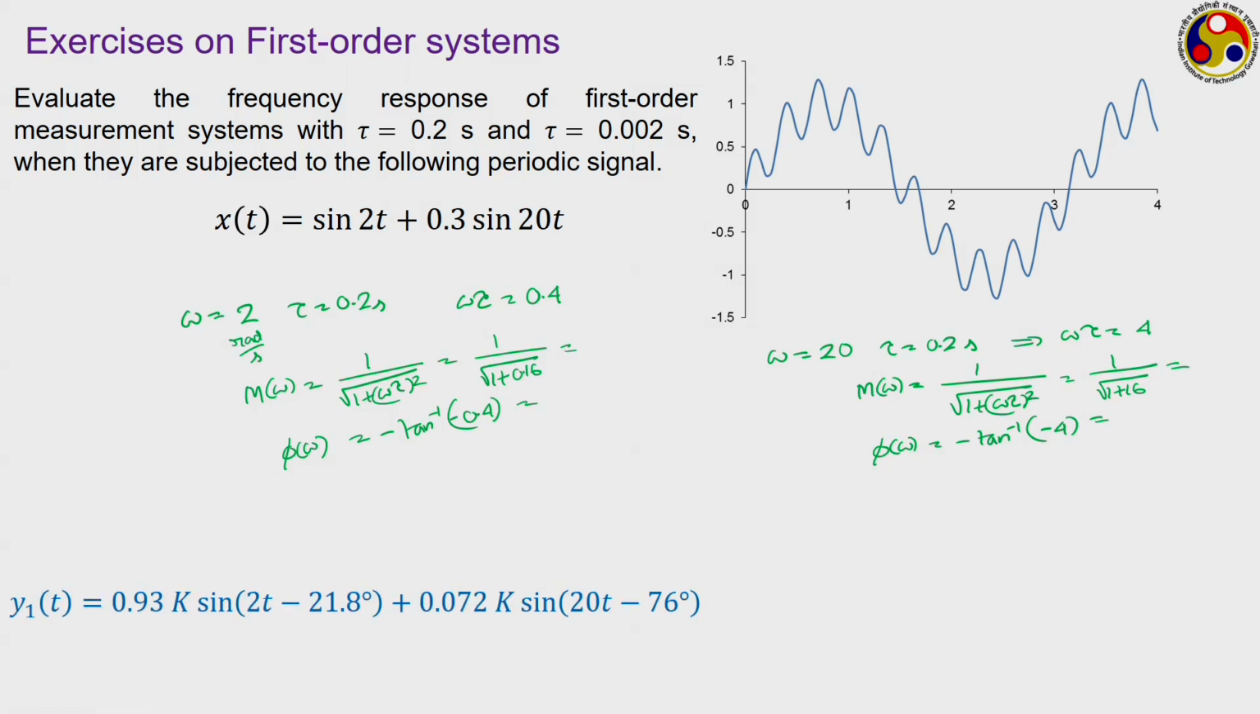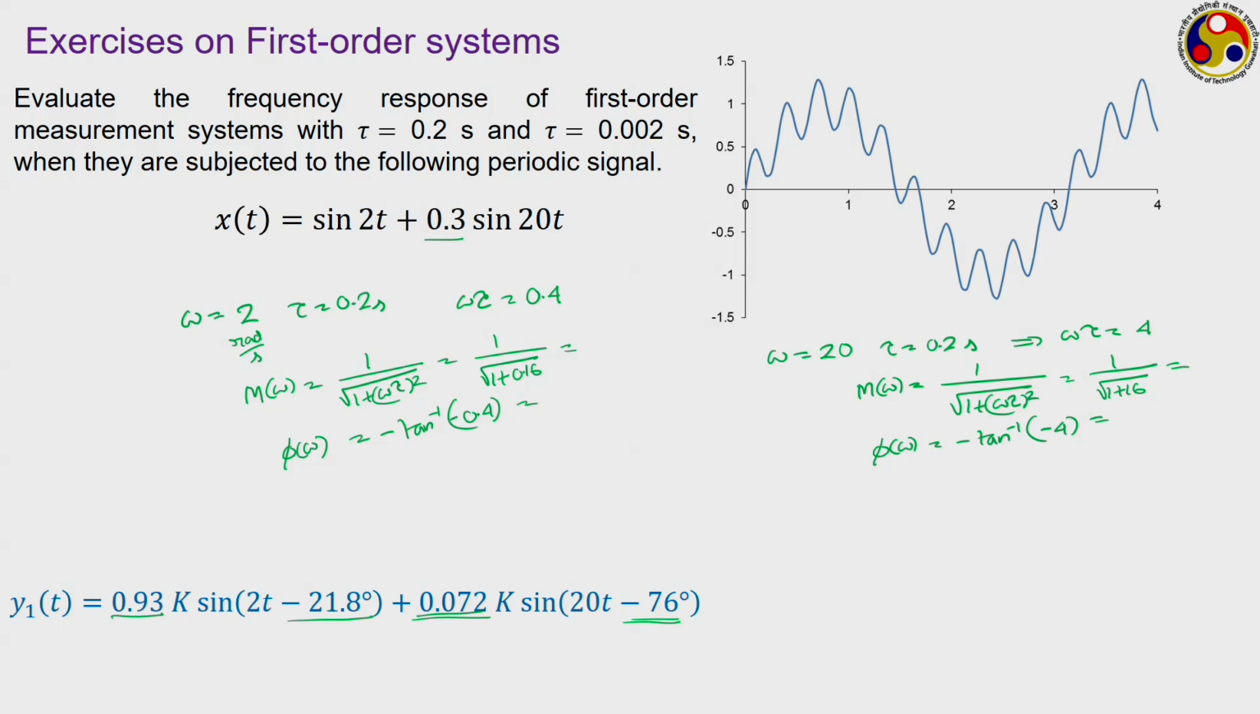Here k is the static gain, which we do not know, as the information is not given here. Let us assume k to be equal to 1. Then we can see that the first signal has an amplitude ratio of 0.93 and a phase lag of minus 21.8 degree, whereas the second signal, where 0.3 was already there, has 0.072 by 0.3 as the magnitude ratio, and 76 degree of phase lag has been introduced.